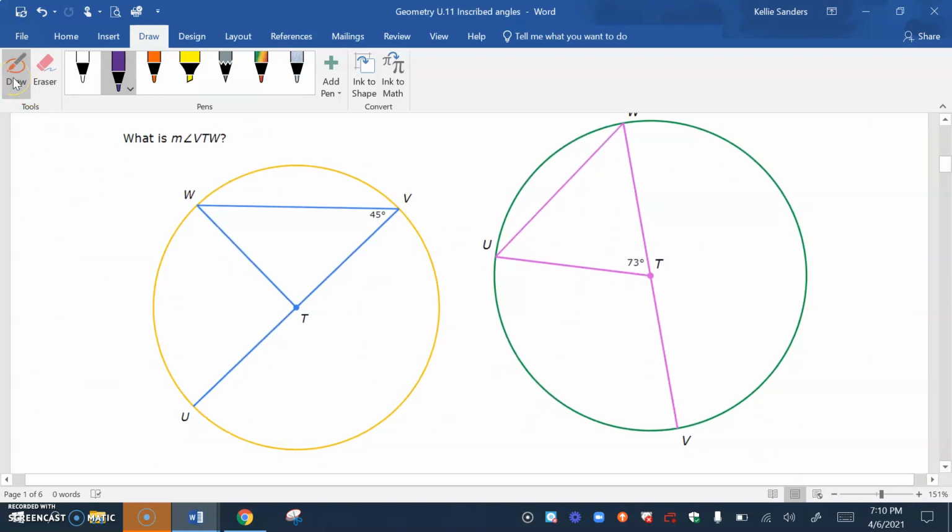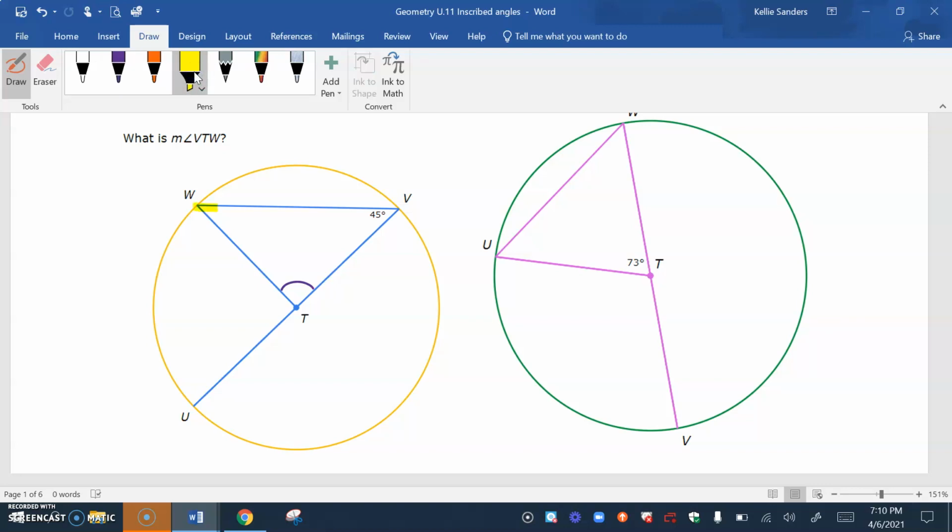The measure of angle VTW, again, we're looking for the central angle. We're going to have to do a little bit of work on this one. See this inscribed angle? It is 45. So how much is this? It is 90 because 45 times 2 is 90. And if that's 90, then that's 90.